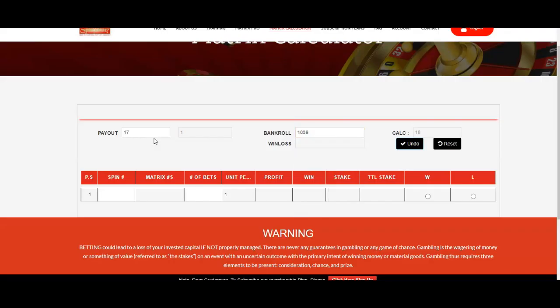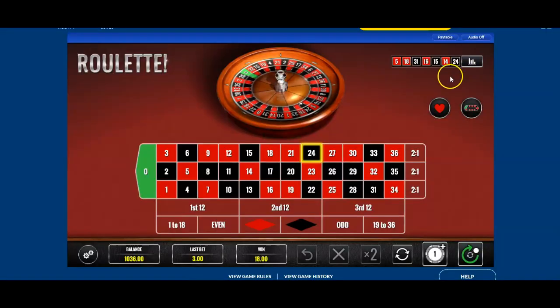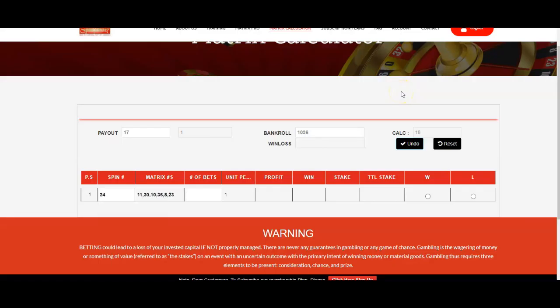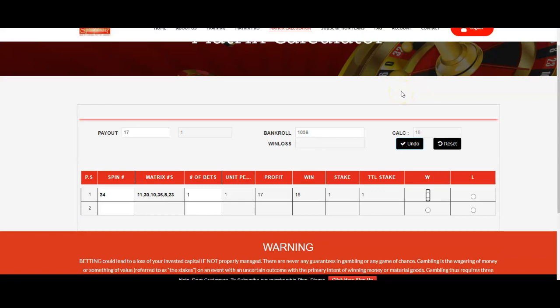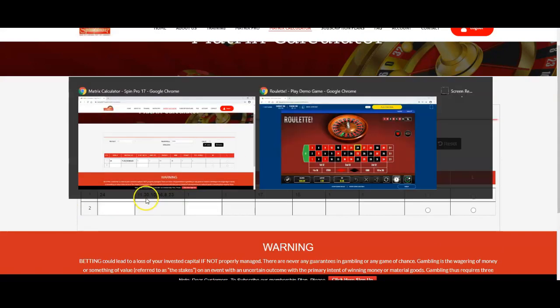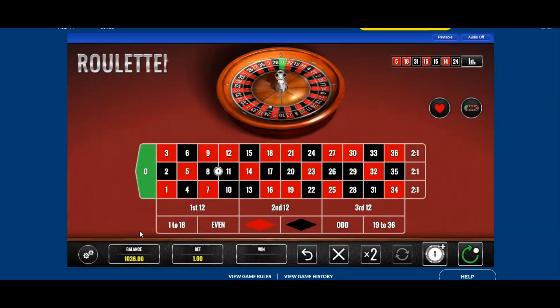Let's try that strategy again. So the last number that came down was 24. Okay, so the first bet is going to be on 11. And again, set a target. You want to make $20 in half an hour or $50 in half an hour, and that's what you should do. Set a target, use various different strategies that we're going to be demonstrating here, and you should have no problems reaching your target every day.